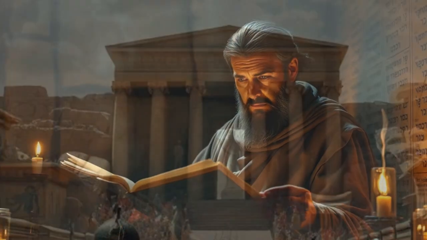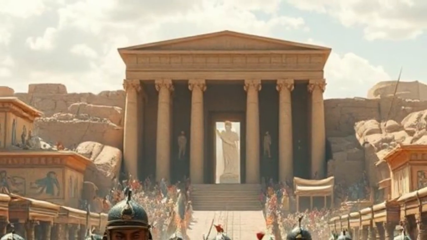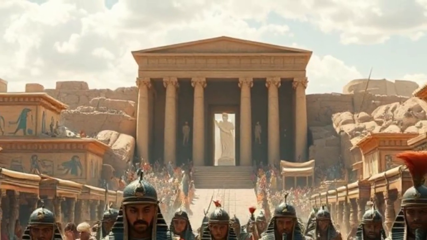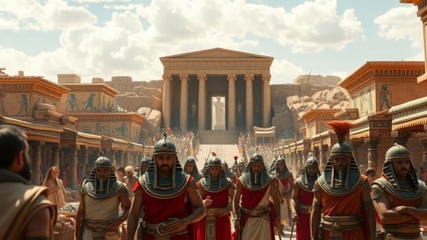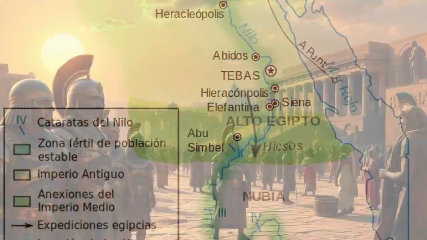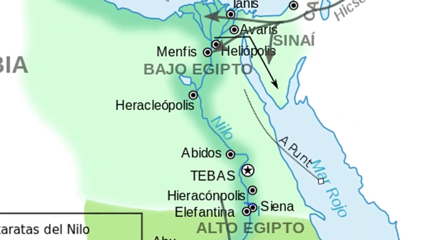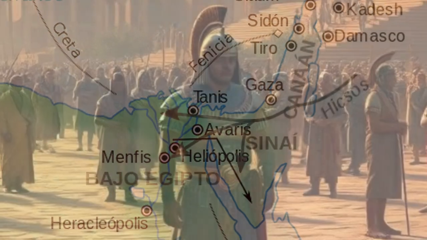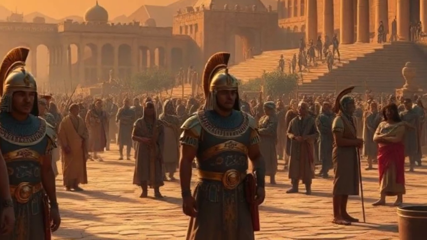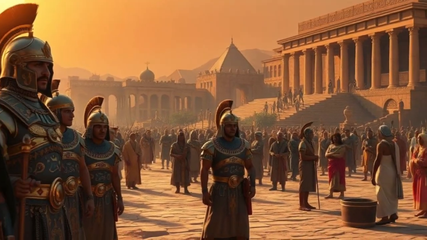Josephus, interpreting Manetho's account, suggested that the Hyksos might have had connections with the Hebrew people, though this is debated by modern historians. Manetho also described the Hyksos as barbaric invaders, but archaeological records reveal that they quickly adopted Egyptian culture, including its religion and administrative systems. They lived in cities like Avaris, which became their capital, and left a mixed legacy. Foreigners who ruled Egypt yet became deeply integrated into its society.